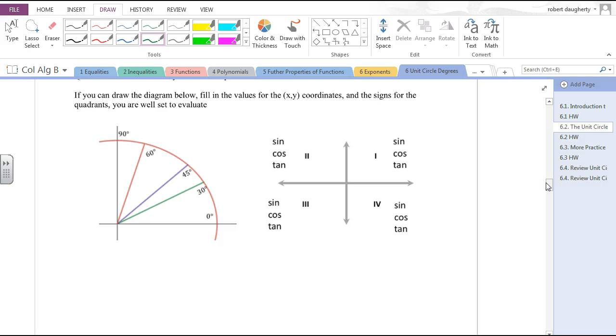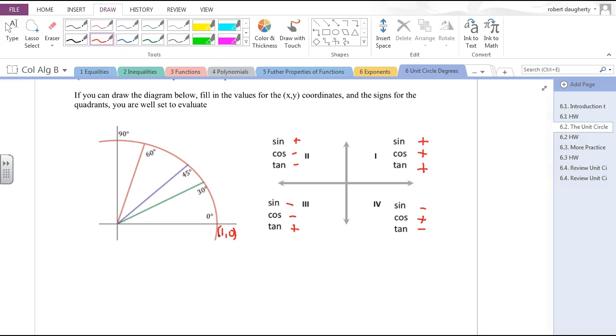So to fill this out, all the functions are positive in quadrant 1. What's the only function positive in quadrant 2? Sine. So the others are negative. What's quadrant 3? Tangent. Quadrant 4, cosine. Okay, that's all the positive and negative signs. On the unit circle, what is it at 0 degrees? 1, 0. Okay.